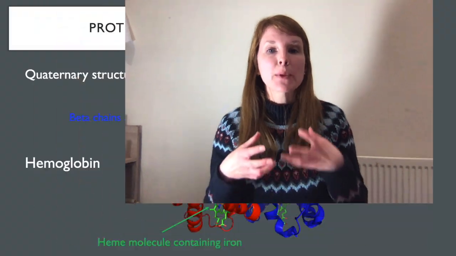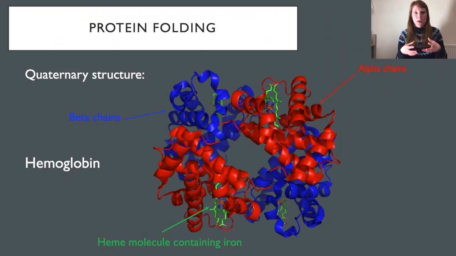Some proteins then only have a tertiary structure, and they are functional like that. Others, however, have multiple subunits that come together to form its quaternary structure. So for an example, hemoglobin is one such protein. So this has 4 subunits. So it has 2 alpha chains and 2 beta chains. Now these come together to form the quaternary structure and the functional protein hemoglobin.